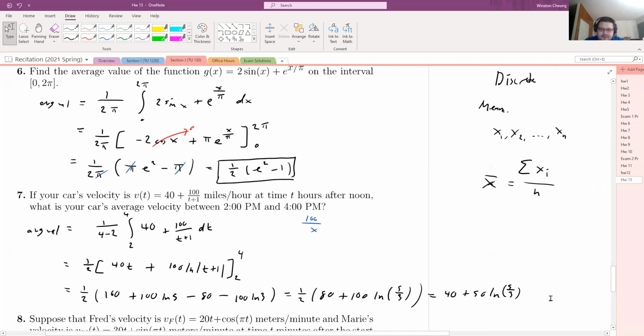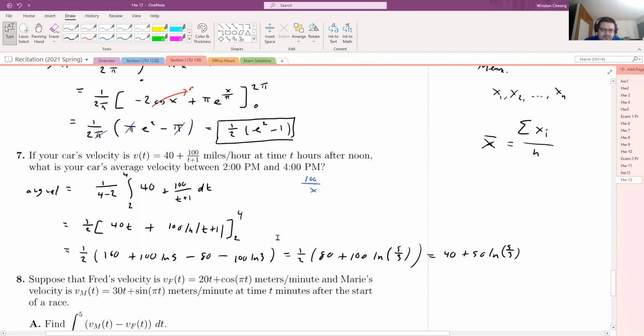So this is probably the simplest form you could write this in, and you know, this is actually a word problem, so we should put some units down. This is supposed to denote the average velocity. So we know that this is going to be in terms of miles per hour.